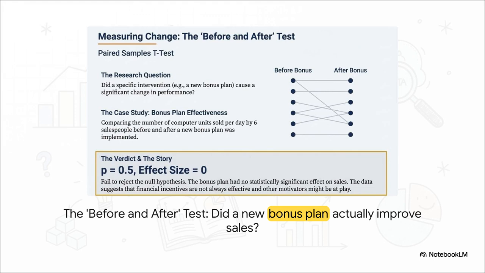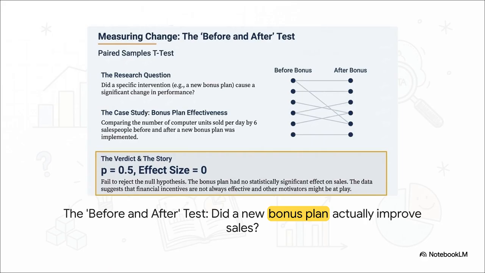Okay, so we've compared one group to a number and 2 separate groups to each other. Now, for our last t-test, let's look at a before and after scenario. A company rolls out a new bonus plan, and they want to know, did it work? Did it improve sales? We measure sales for 6 people before the bonus, and then for those same 6 people after. This is a textbook case for a paired samples t-test.